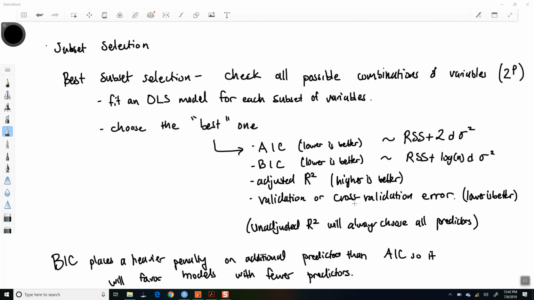So cross-validation error, things are moving towards using this.